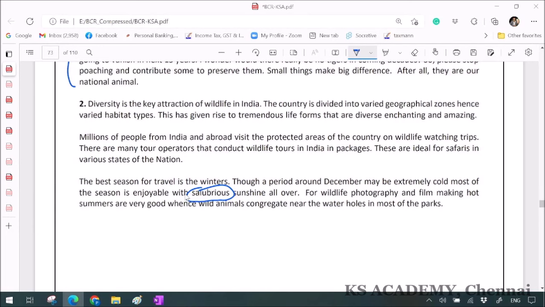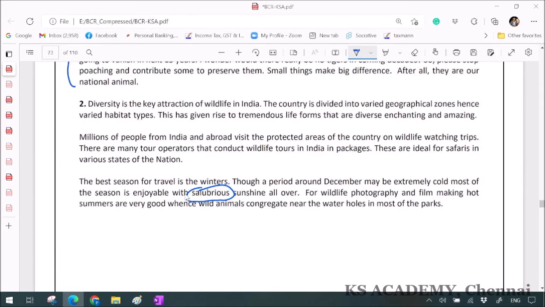Wildlife tours, comma, conducted by tour operators. Conducted by tour operators, that many also are not needed. Obviously, tour operators will be many only. Conducted by tour operators. Next line, winter.